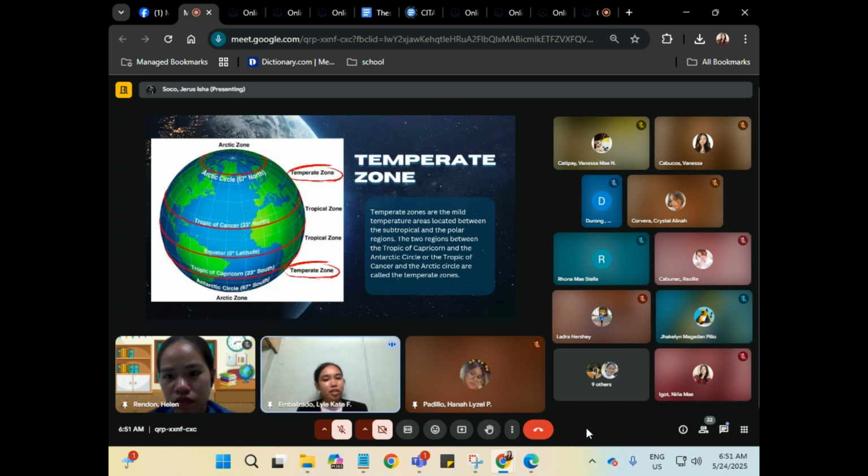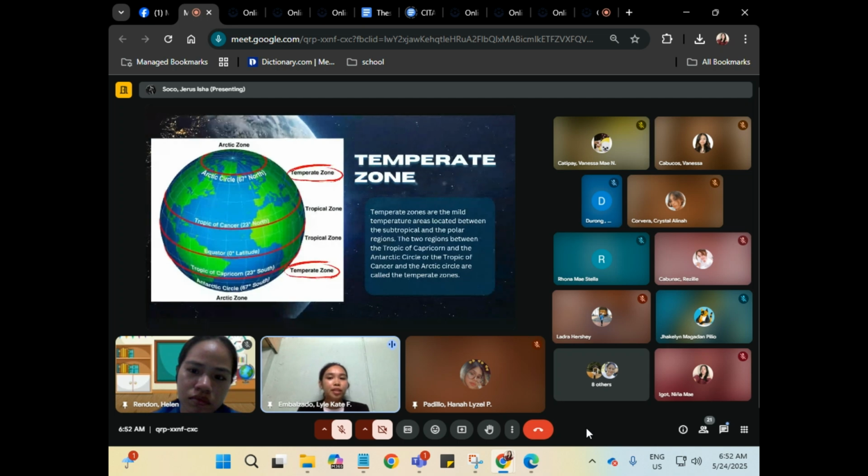So temperate zone, class, can be classified into two. The North Temperate Zone here in the Arctic Circle and Tropic of Cancer, and then the South Temperate Zone in the Tropic of Capricorn and the Antarctic Circle. The North Temperate Zone is the region between the Arctic Circle and the Tropic of Cancer. The countries here are Central, East, and Northern Asia. These are just some of the areas that lie in the North Temperate Zone.